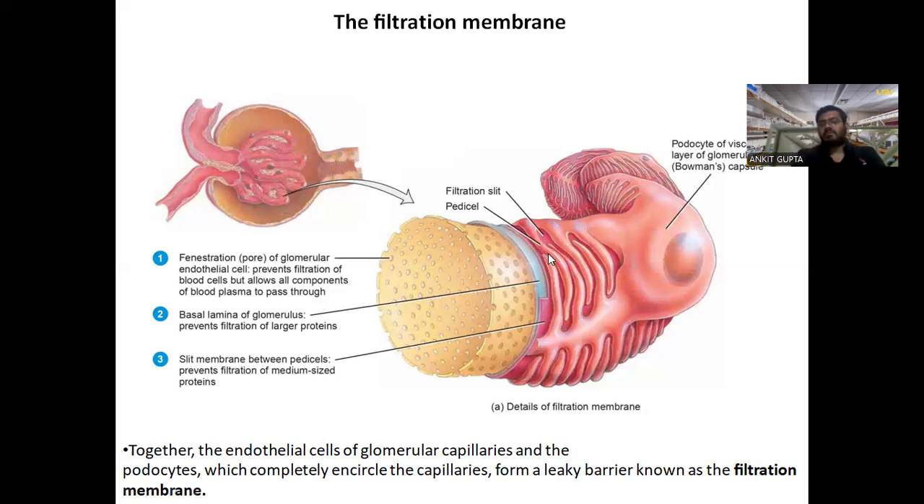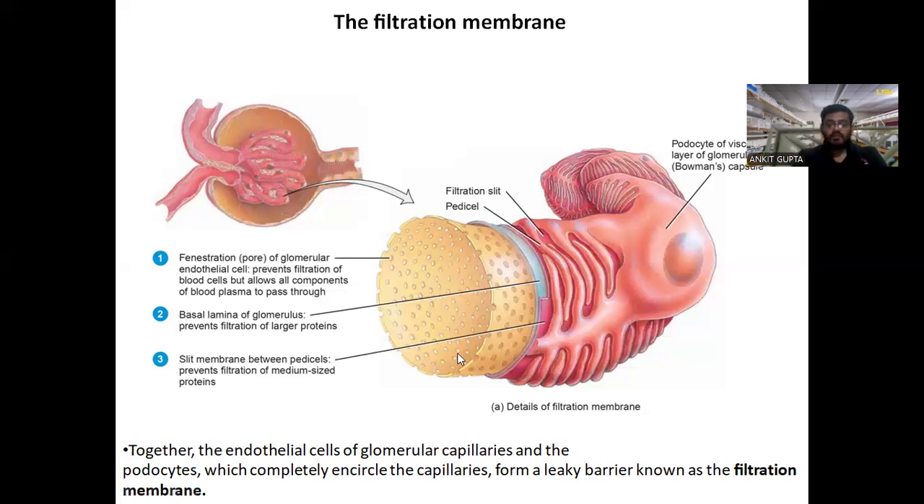And the gap between two pedicels is called a filtration slit. This over here we can see, this is a filtration slit. So this allows the movement of solutes and plasma for filtrate generation. Together, these three form a filtration membrane.